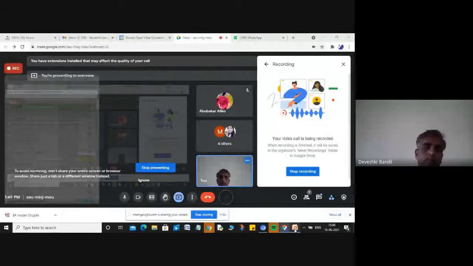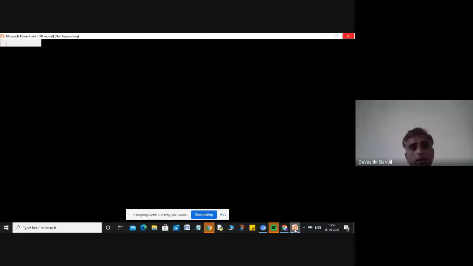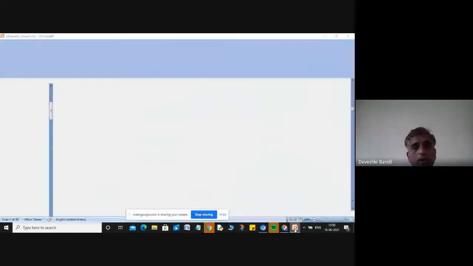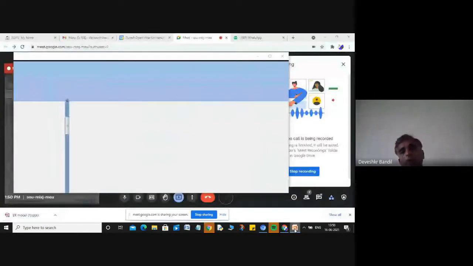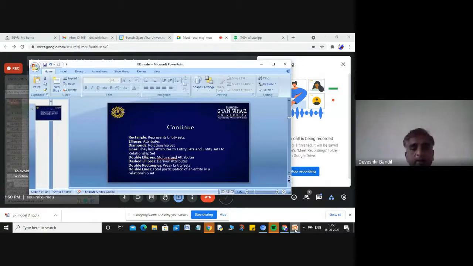I hope through this diagram of entity relationship, you have understood about your entity relationship diagram.